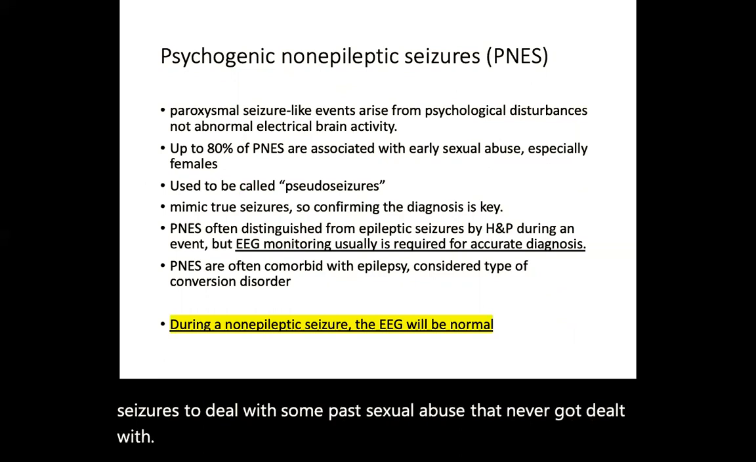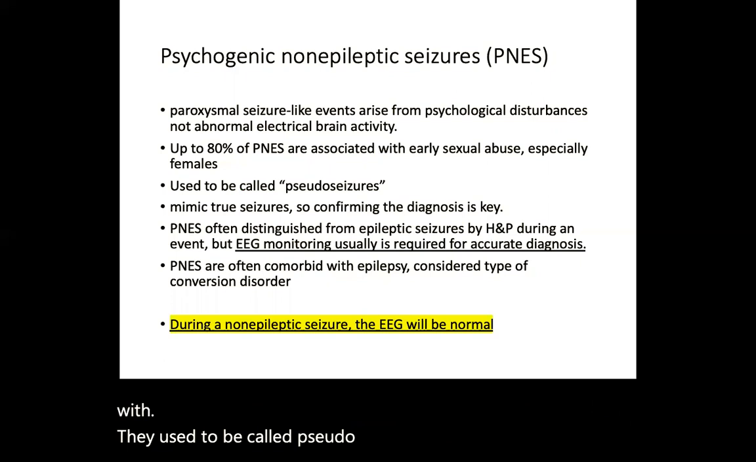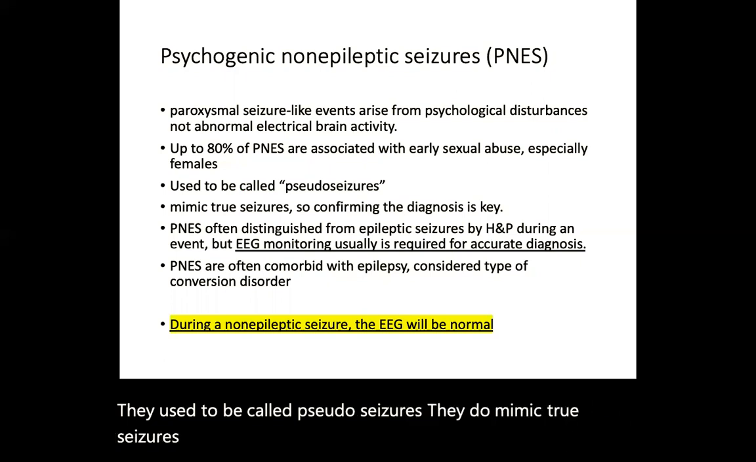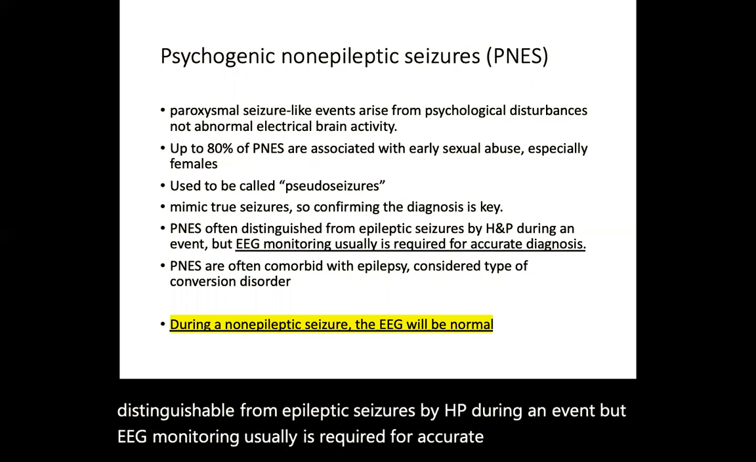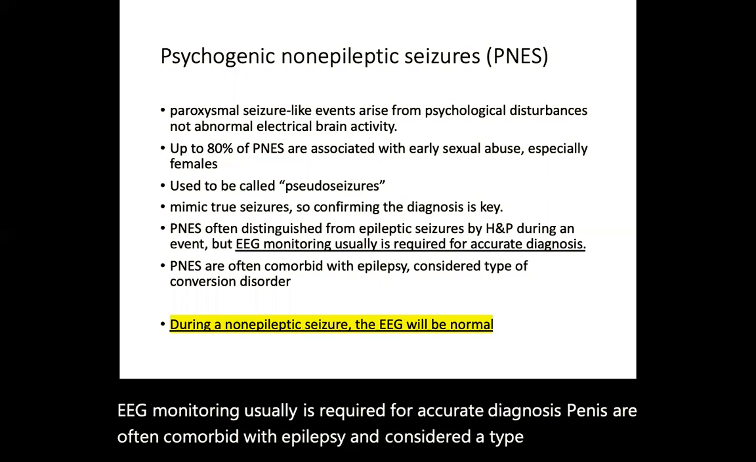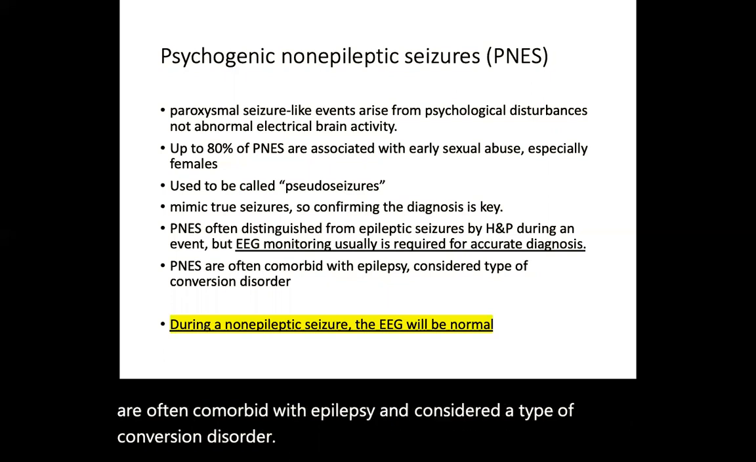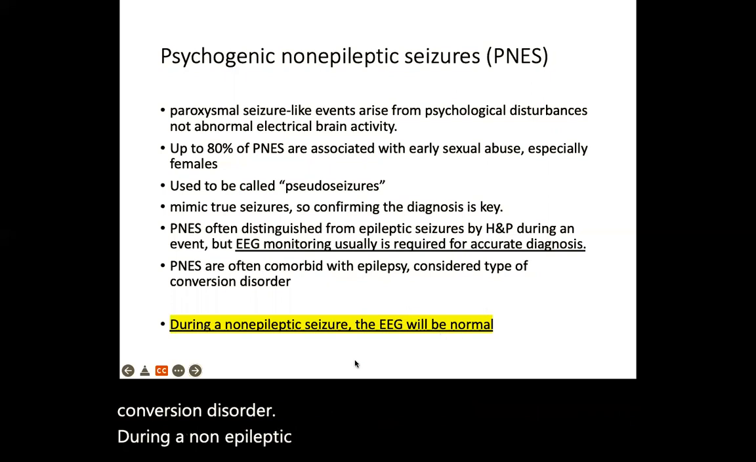They used to be called pseudo seizures. They do mimic true seizures, so confirming the diagnosis is key. PNES is often distinguishable from epileptic seizures by H&P during an event, but EEG monitoring usually is required for accurate diagnosis. PNES are often comorbid with epilepsy and considered a type of conversion disorder. During a non-epileptic seizure, the EEG will be normal.